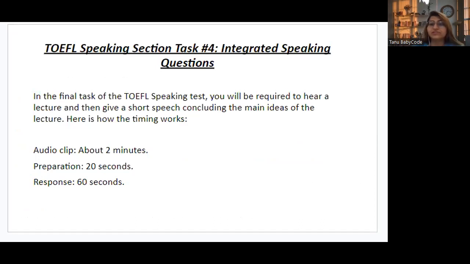Now, what about integrated speaking question 4? Now, this is the final task. We have 4 tasks, right? Independent speaking, integrated question 2, integrated question 3, integrated question 4. Now, this is integrated question 4.